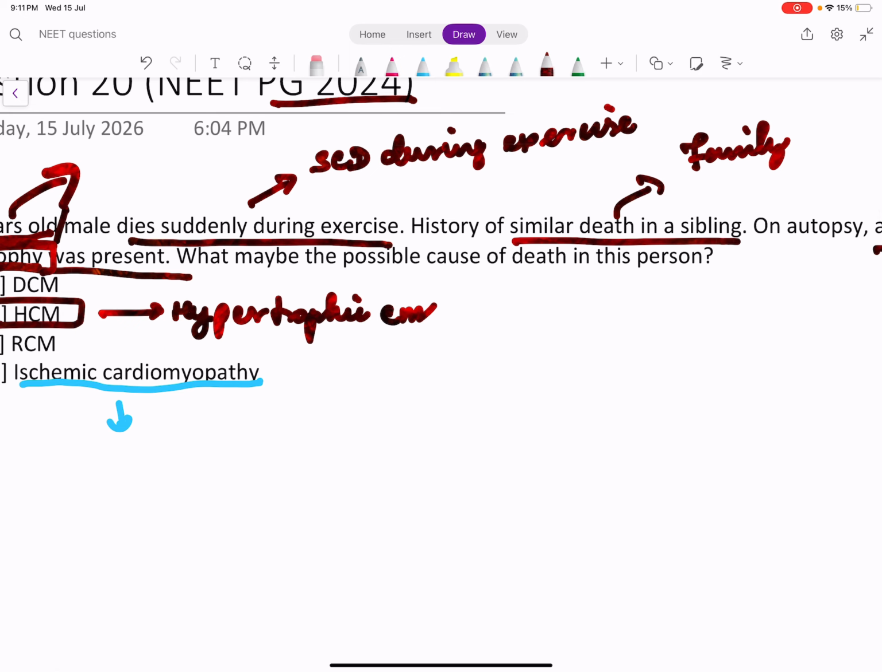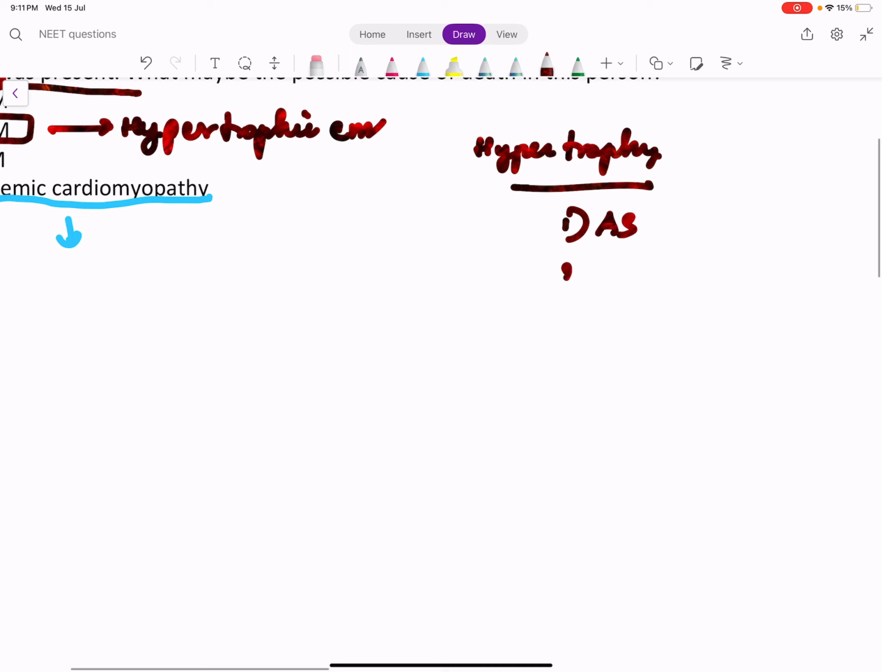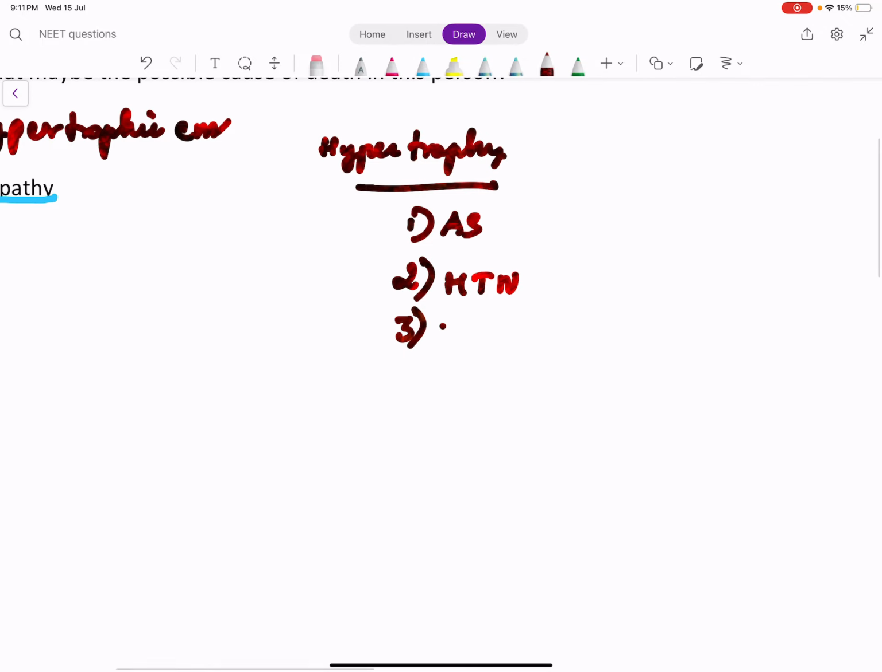So remember, hypertrophy of the heart occurs in many conditions. Like in the previous question we discussed, in aortic stenosis, pressure hypertrophy occurs. In hypertension also, due to afterload, the left ventricle has to pump against the increased pressure of the aorta. So there will be hypertrophy in aortic stenosis also. But what is the difference between hypertrophy in AS and hypertension versus hypertrophic cardiomyopathy?